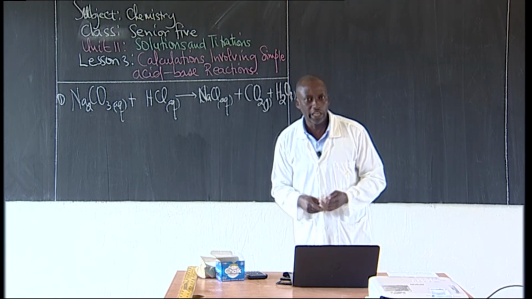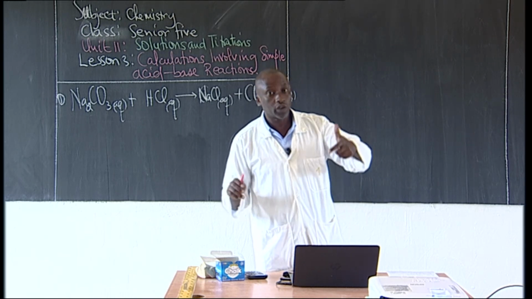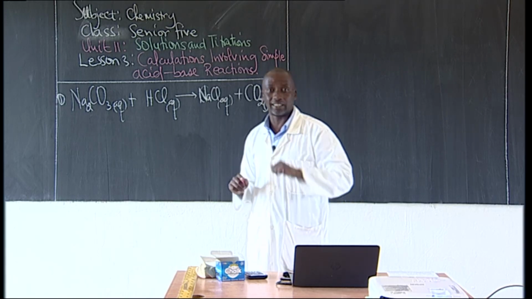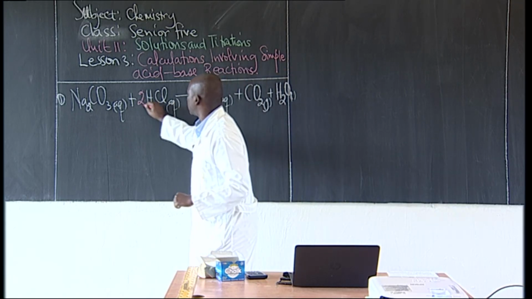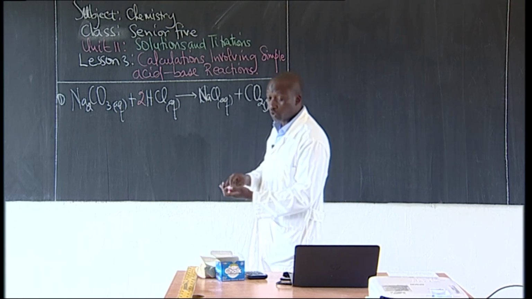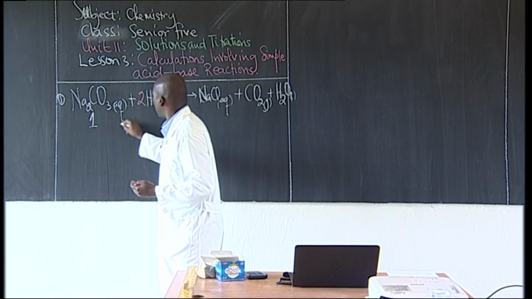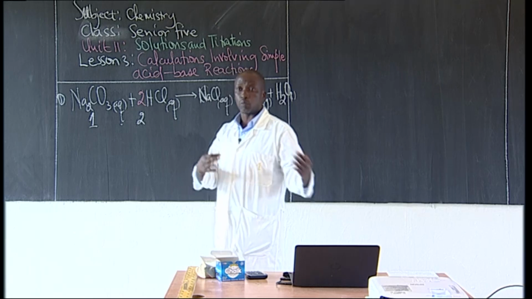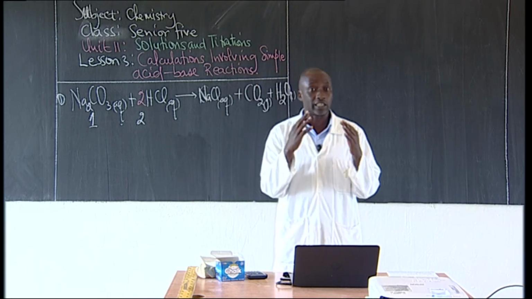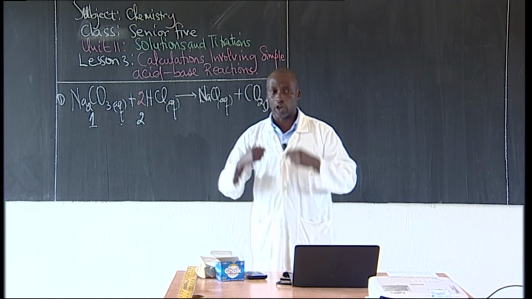You need to remember that the equation has to be balanced. Dear students, remember, you start with the equation and then balance that equation. So you need to balance that equation by just putting a 2 there. So this helps you to know the quantities that are reacting, the ratios. This is 1 and this is 2, so that is the mole ratio. So for every quantity of sodium carbonate that is reacting, the hydrochloric acid is twice.